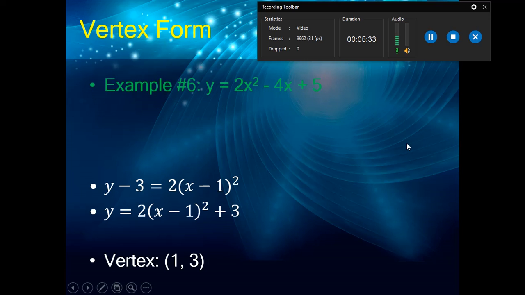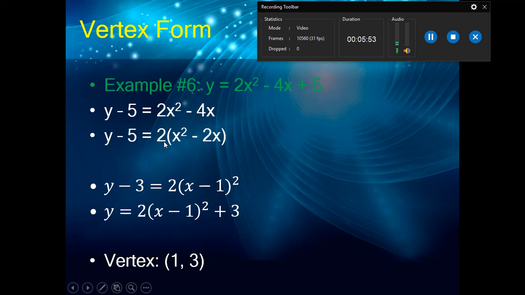In number 6, we're going to start by subtracting 5 from both sides. You'll notice on the right-hand side that both the quadratic and the linear term do have a greatest common factor that should be removed. So I'm going to go ahead and remove the 2. And now that the quadratic term has a coefficient of 1, I can start to complete the square.